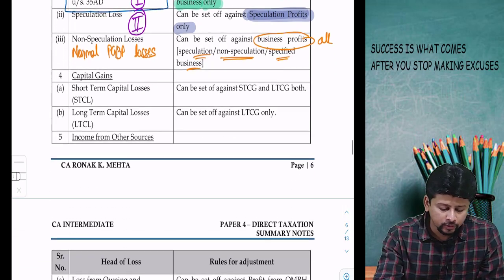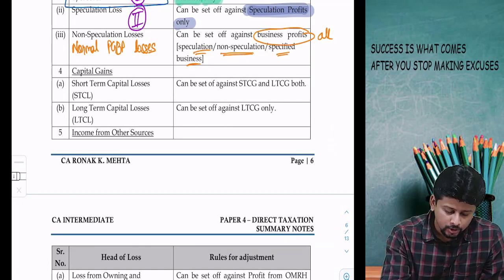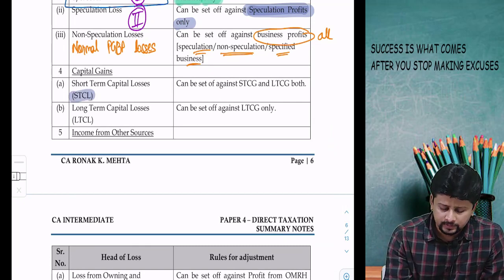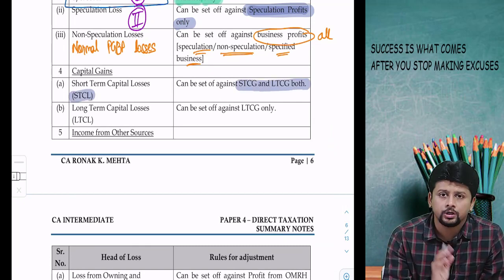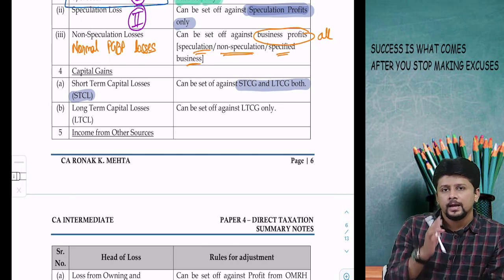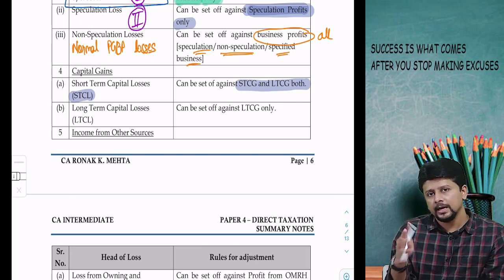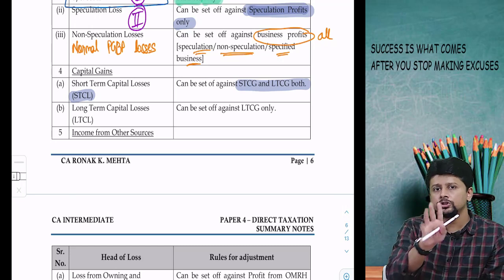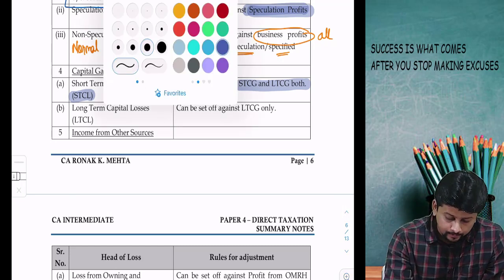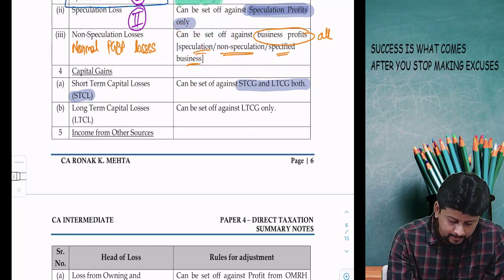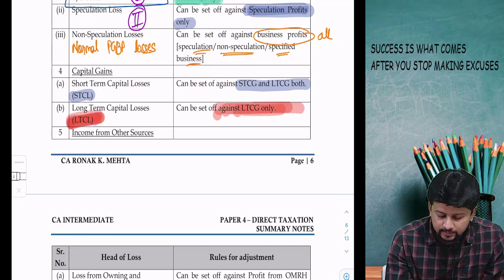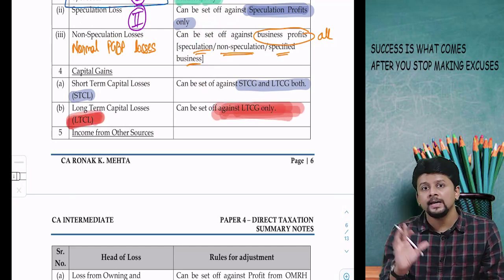Capital gains as the fourth head of income. Short-term capital loss, no problems, can be set off against both short-term and long-term, normal case. Any capital loss against capital gain is possible if that capital loss is short-term. But if that capital loss is long-term in nature, then long-term can be set off against long-term capital gain only.